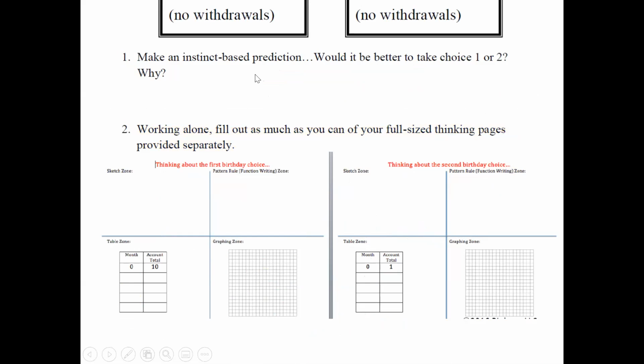For the first one, think about it. She's going to give you $10. Every month, she's going to go ahead and add $5 more. So month 1 is $10. Month 2 is 10 plus 5, so $15. Month 3, it's going to be $20. Month 4, it's going to be $25. Month 5, it's going to be $30.